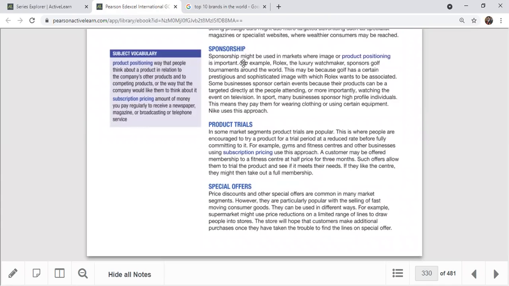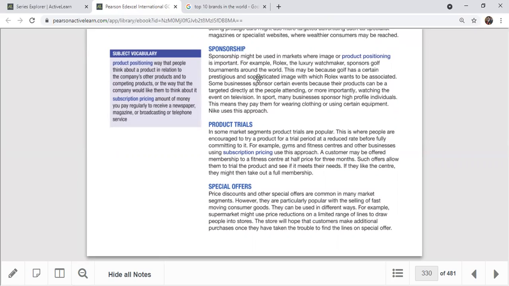Press release, press conference, sponsorships, and donations, right? Sponsorships might be used in marketing. There are images of products. Positioning is important, like sponsoring. Like Rolex, a luxury watchmaker, sponsors golf tournaments. Golf is a game of wealthy people.